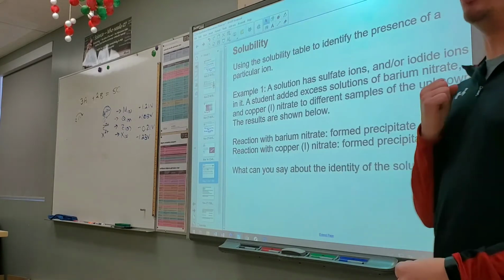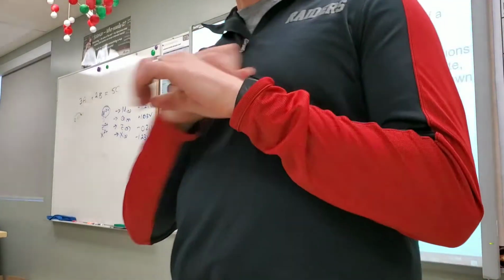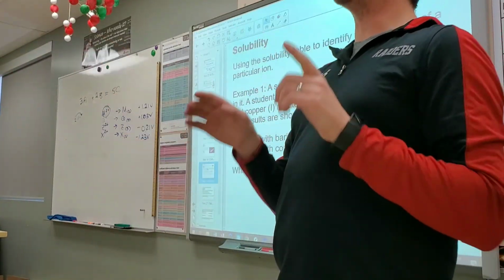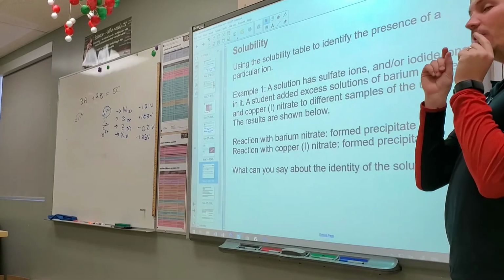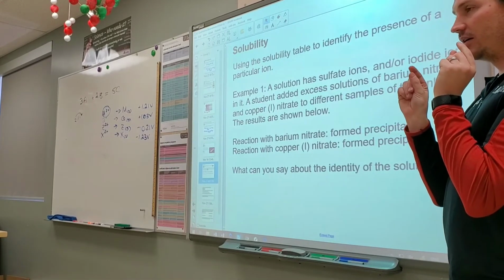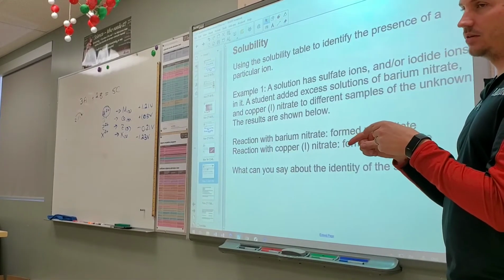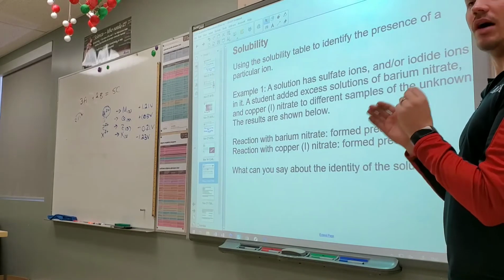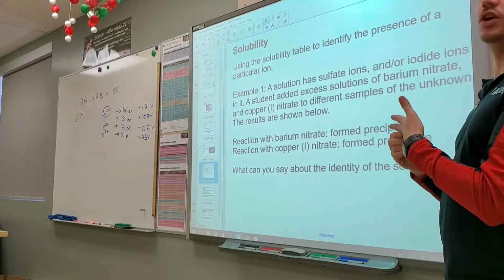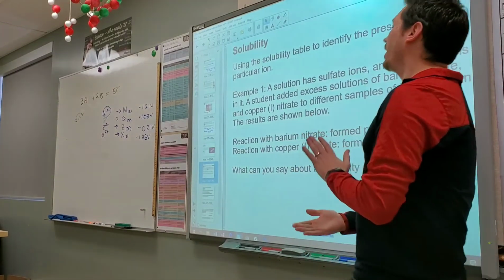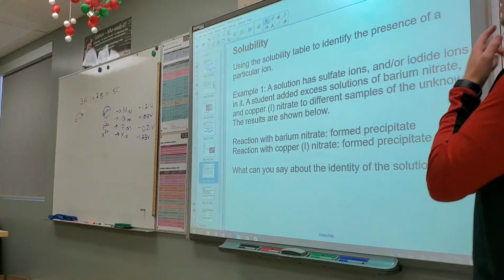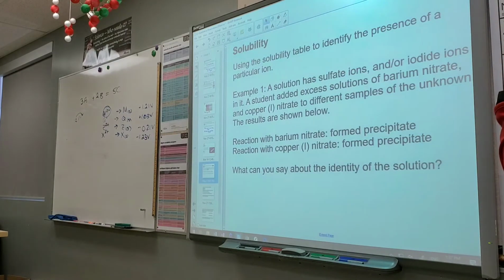Solubility is another qualitative analysis. It's got no math involved, but I do want to say solubility is a wee bit harder than colorimetry. So with solubility, you have to do a little bit of investigating. You have to know a little bit more about chemical reactions, right? But it'll be fine. Okay, solubility: using the solubility table to identify the presence of a particular ion.